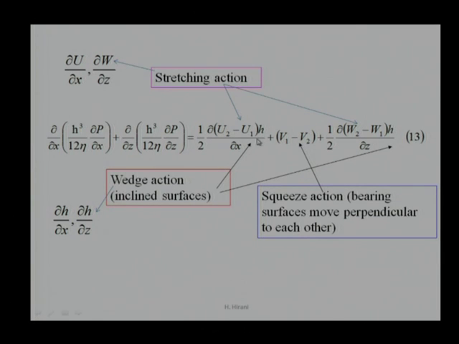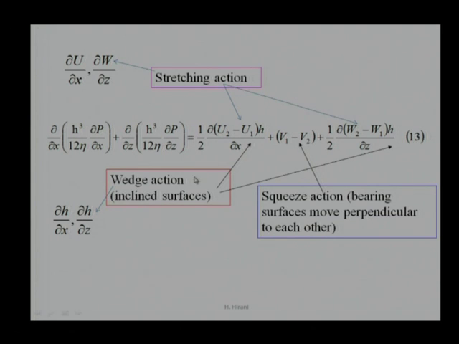There is another term which we call the wedge term. So, there is a change in the film thickness along the x direction. Similarly, a change in film thickness along the z direction. So, these are the wedge action or wedge terms, and there is an essential need for this term to develop hydrodynamic action, or we say we require inclined surfaces to get hydrodynamic action, and in short it is represented as dou h by dou x, dou h by dou z. They need to be finite, or either of these terms needs to be finite, to develop hydrodynamic action.